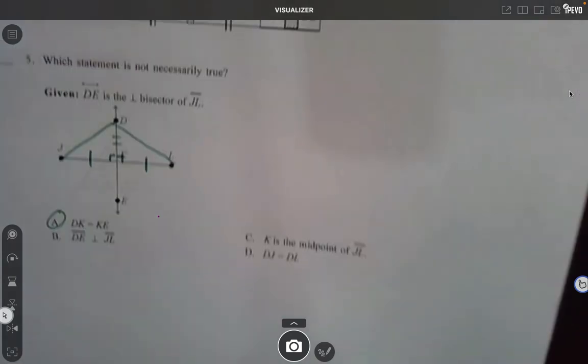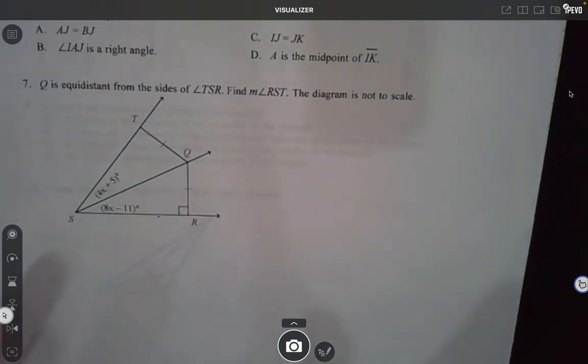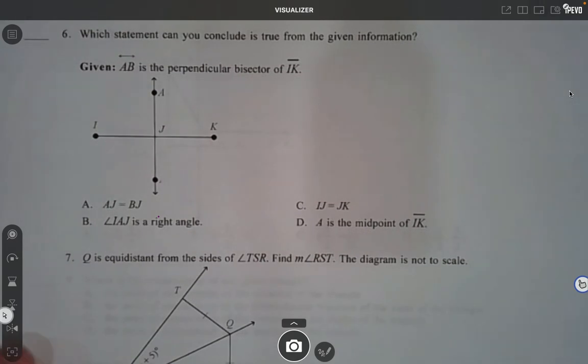Okay, done with that page. This is the same thing. I didn't know I had two of these. Let's look at this one.